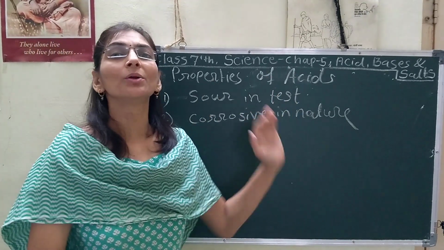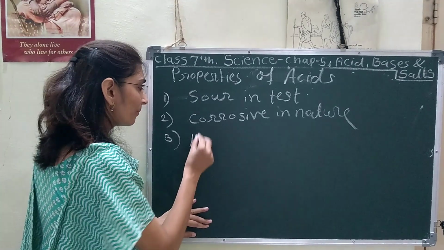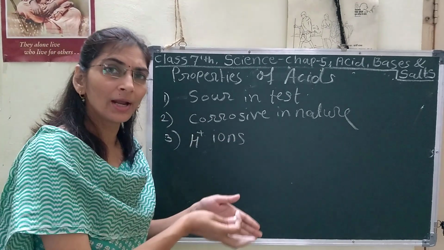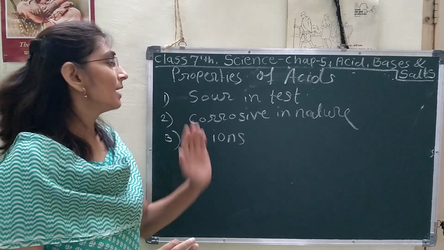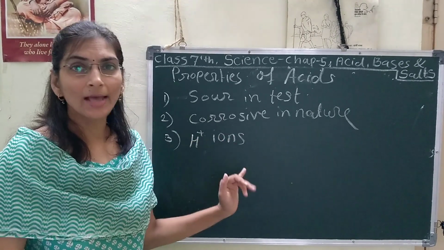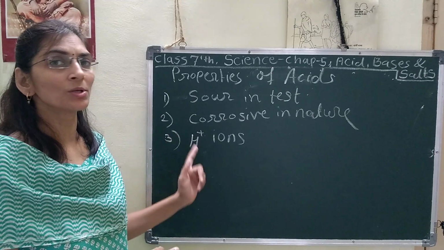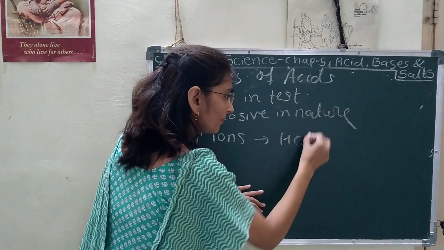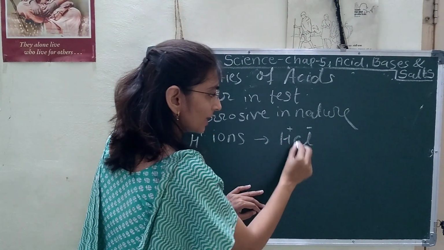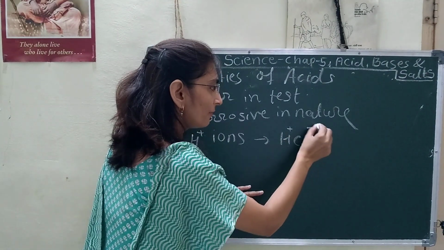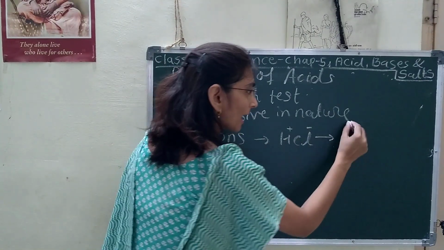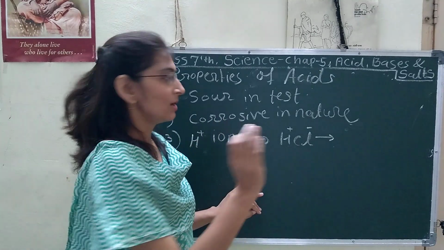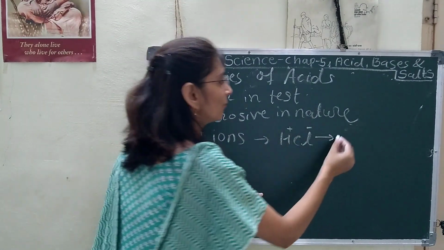Here, acids particularly release hydrogen positive ions. Means whenever we dilute the acid in aqueous medium, they release H positive ions, meaning hydrogen positive ions. For example, HCl has H positive and Cl negative ions. So when it gets diluted in aqueous solution, aqueous means diluted in water. Aqua means water.